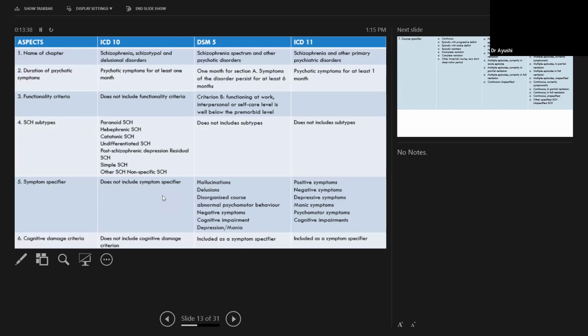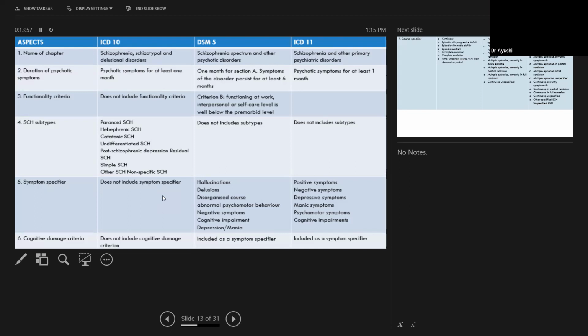ICD-10 does not include a symptom specifier, whereas in DSM-5, there are hallucinations, delusions, disorganized course, abnormal psychomotor behavior, negative symptoms, cognitive impairment, depression, and mania. In ICD-11, there are positive symptoms, negative symptoms, depressive symptoms, manic symptoms, psychomotor symptoms, and cognitive impairments.